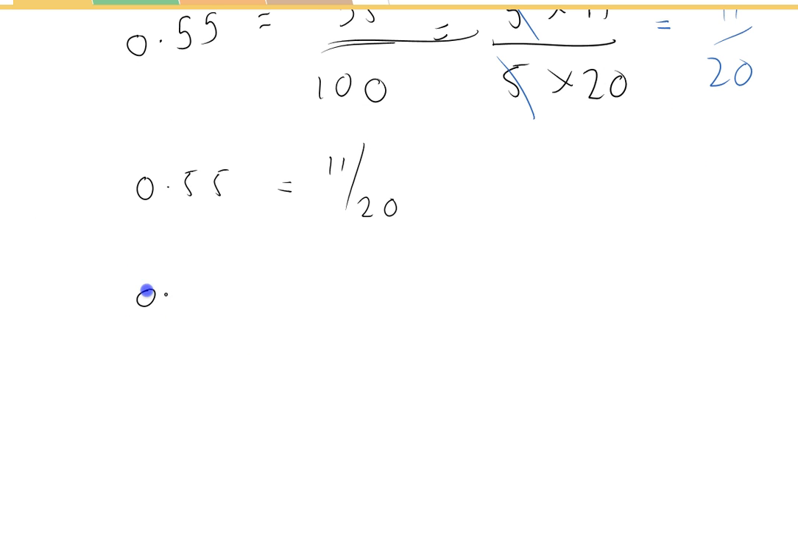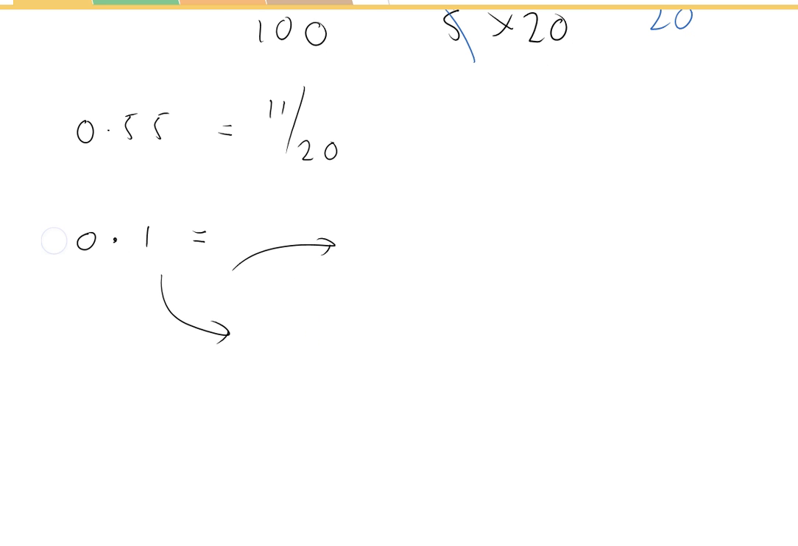And of course, if it's just 0.1, well, there's two ways of thinking about that. Let me do them both. 0.1, well, we can say it's 0.10 because adding a 0 there doesn't make any difference. So that equals 10 hundredths. And then we could cancel a 0 from the top and the bottom, I guess, to give me 1/10.